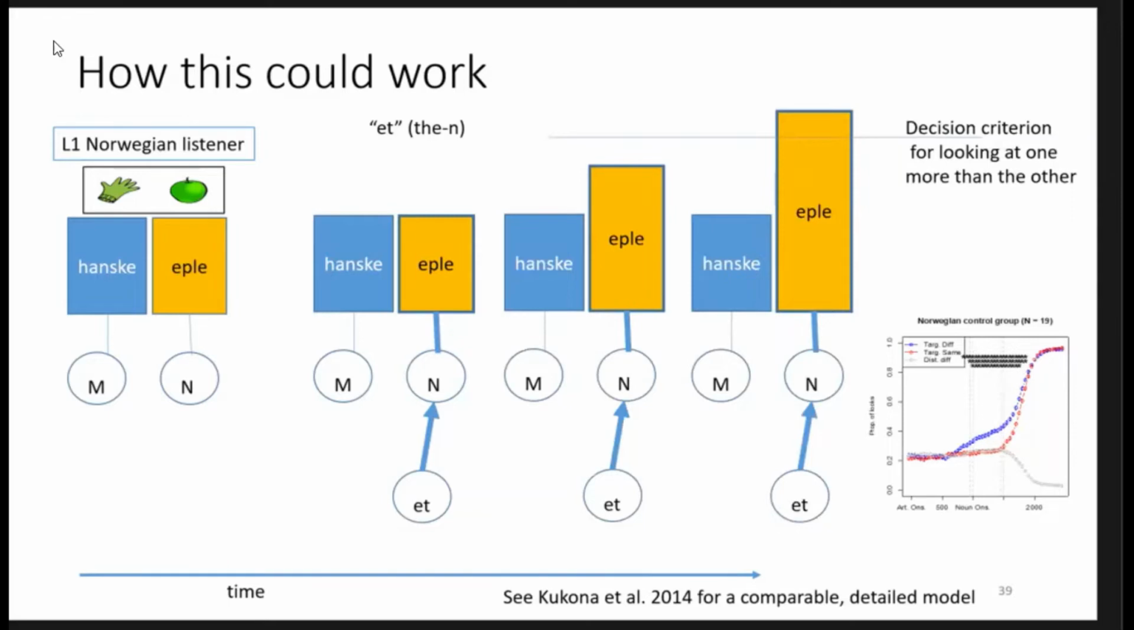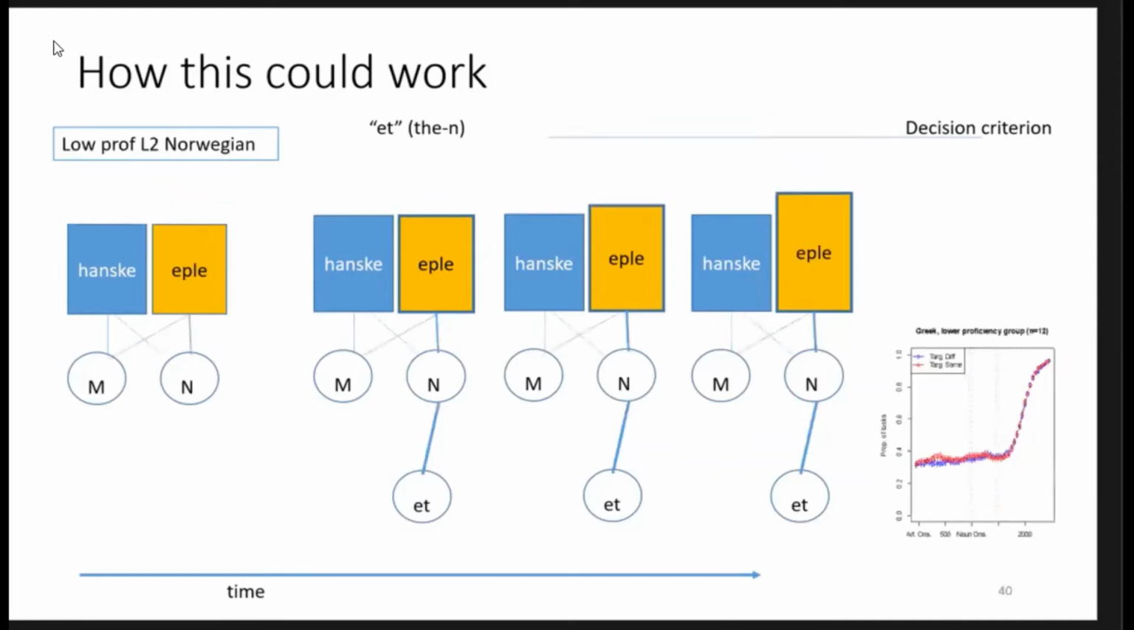Okay, so I've been thinking a lot about this. I call this decision criteria, because I think you do need some kind of mapping function between lexical activation and what you do with your eye movements. I know that some other people model it a little bit differently, but for now, let's just call it a decision criteria. You might do something else there. Okay, so this might account for the L1 speaker.